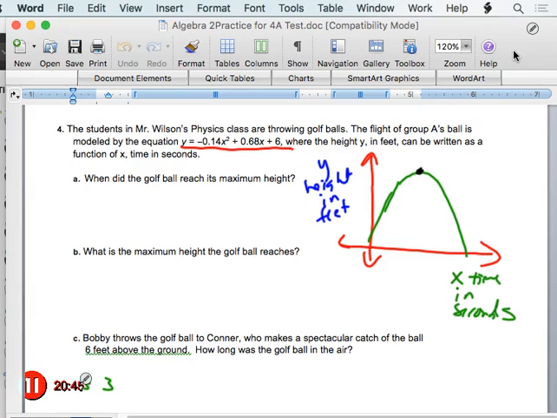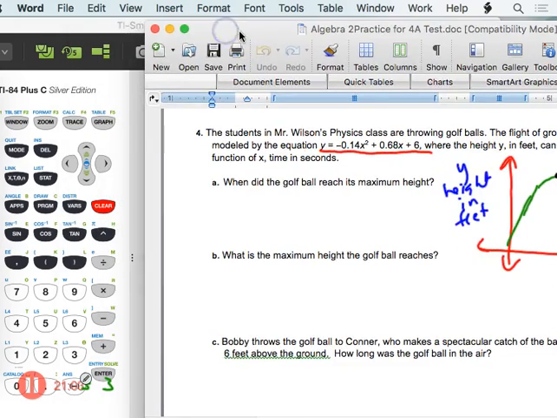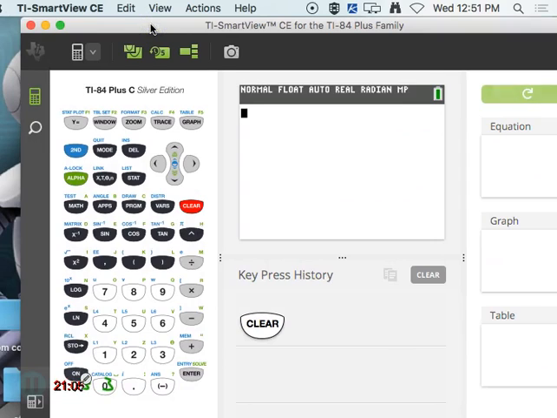All you would do is negative b over 2a, so negative 0.68 over 2 times negative 0.14. That would give you your x-coordinate. Plug it back in and get the y, and you can answer these questions. But I would at least want to check. So let's get this into the graphing calculator and see what we have. So you've got two choices. You can show the work and do the algebra for it, or you can grab your graphing calculator and let the calculator find the numbers for you.